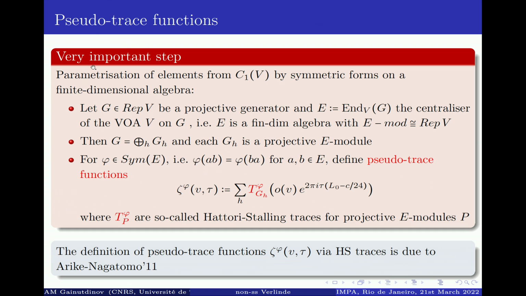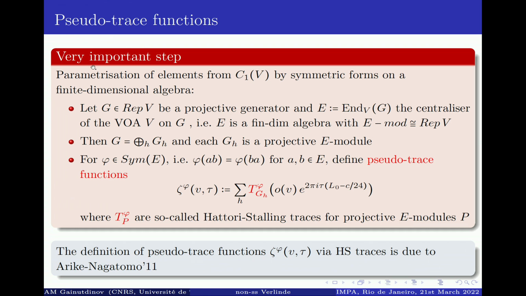Also, its category of representations is equivalent to rep V, just by construction. So rep V has the same representation category as E-mod. But at this point, E is just an associative algebra. And now expand this projective generator onto generalized eigenspaces. It's clear that one can prove that at every h degree, here h is just the normal L0 space, right? So this is just the normal conformal grading, G_h is a projective E-module.